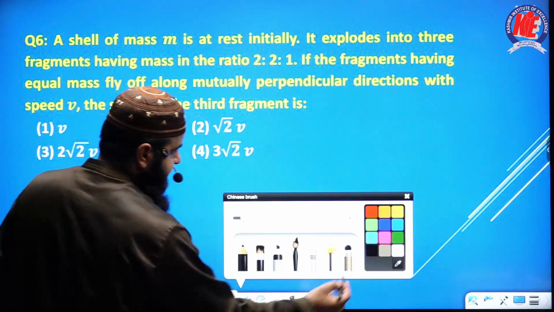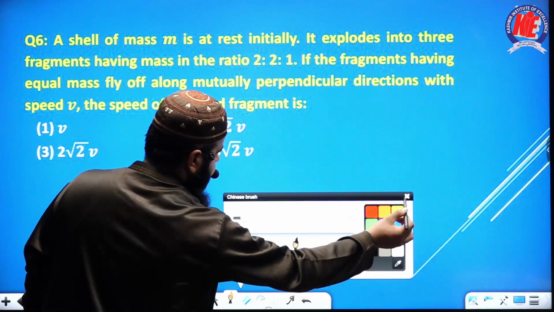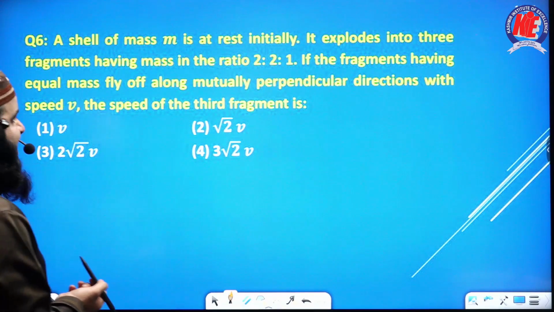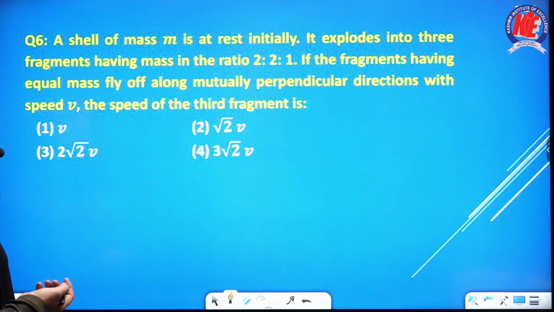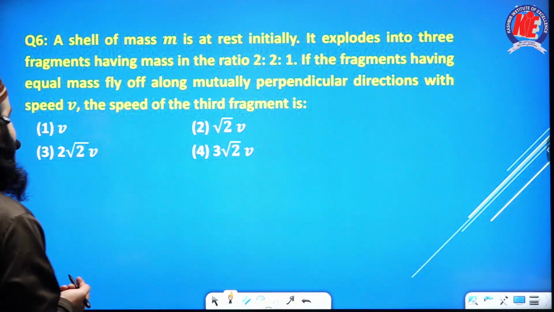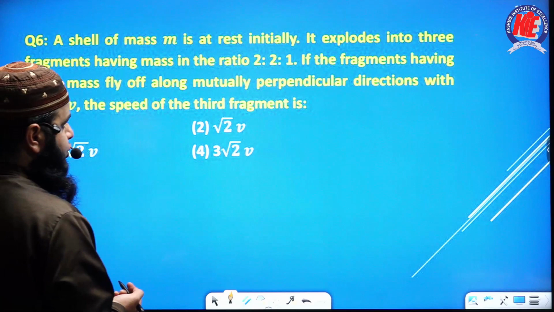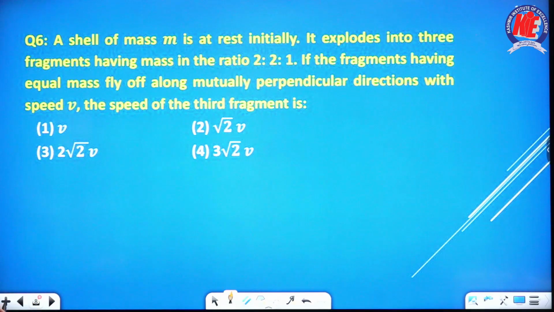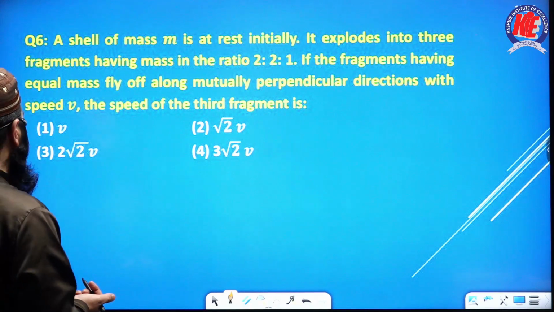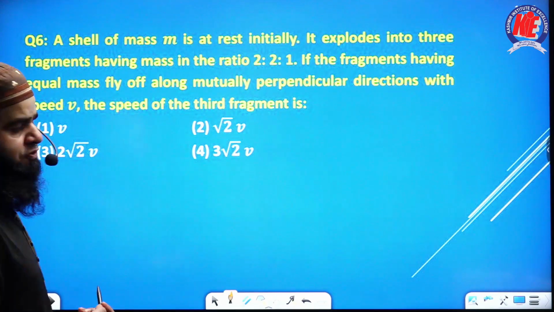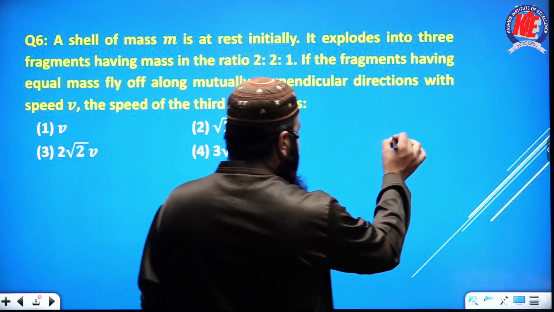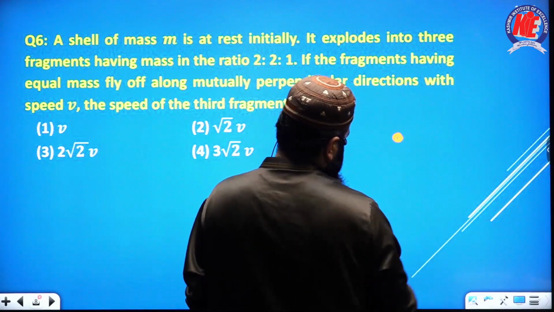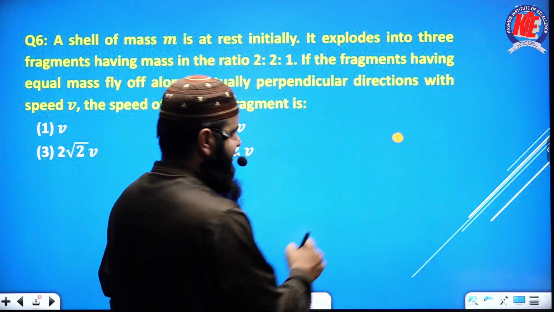Next one please. Okay, a shell of mass m is at rest initially. It explodes into 3 fragments having mass in the ratio 2:2:1. If the fragments having equal mass fly off along perpendicular directions with speed v, the speed of the third fragment is... have a look my people, I am having a bomb or shell जो explode होता है 3 fragments में.